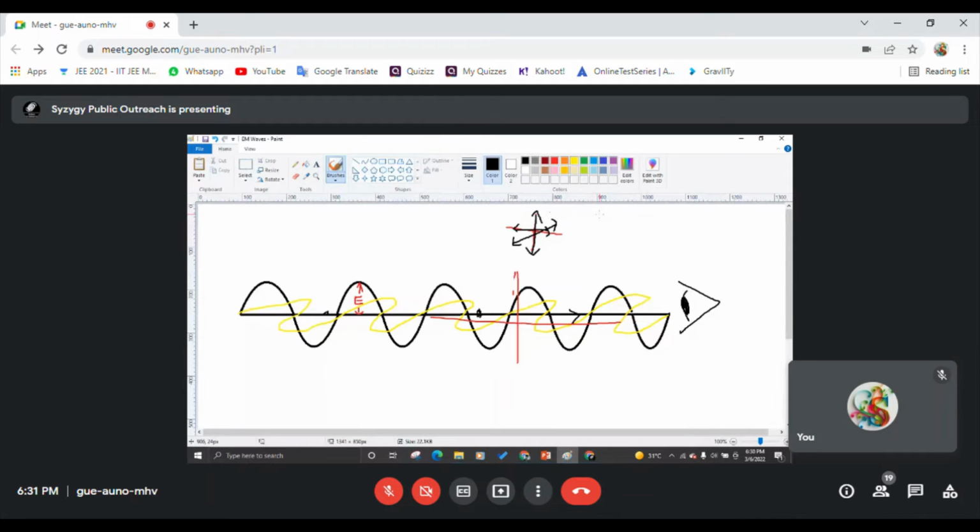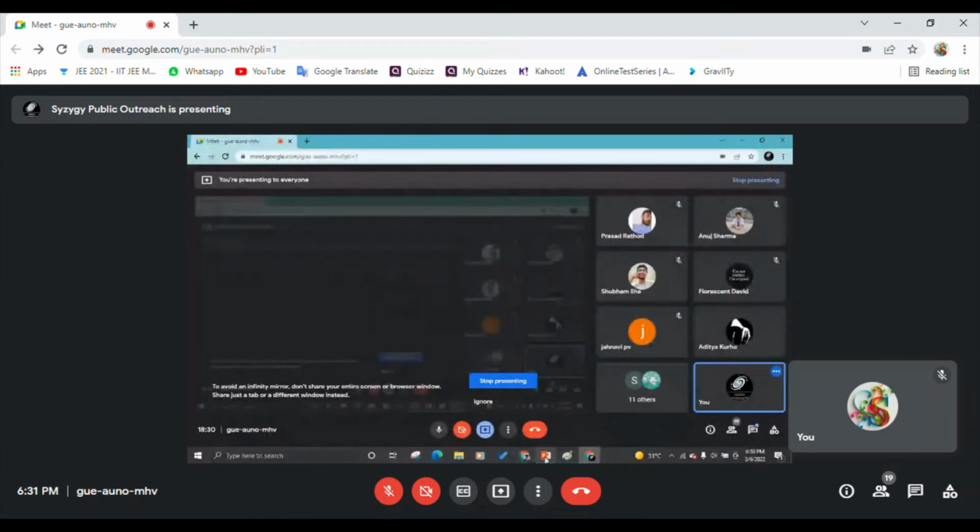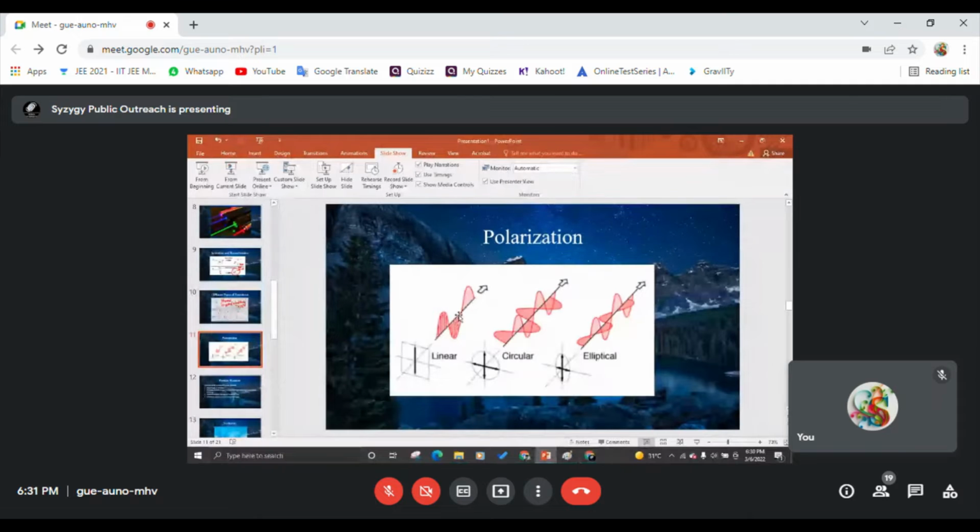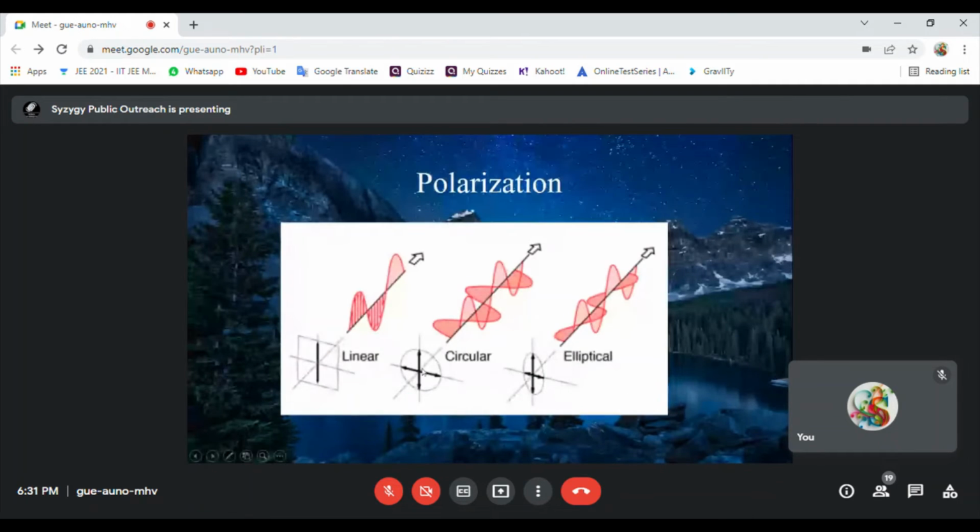But in a polarized wave the electric field oscillates in just one direction, a single direction. In the entire wave the electric field oscillates in just a single direction, like I've drawn here. So this is a polarized wave. Now there are still different types of polarized waves, as you can see here.